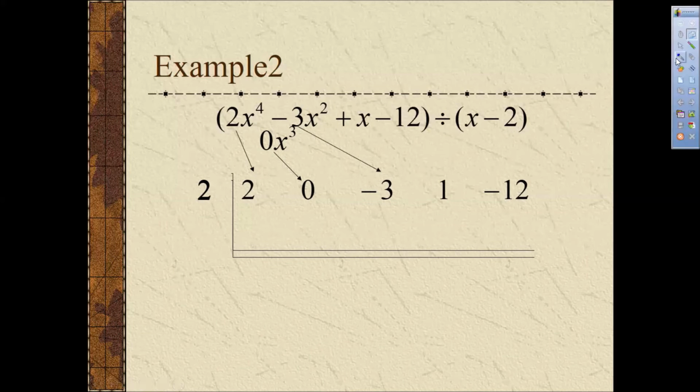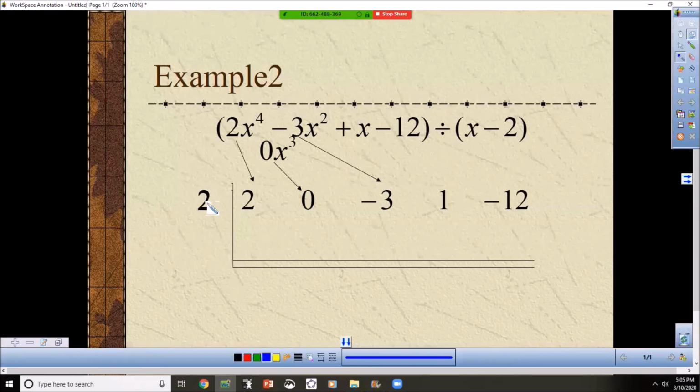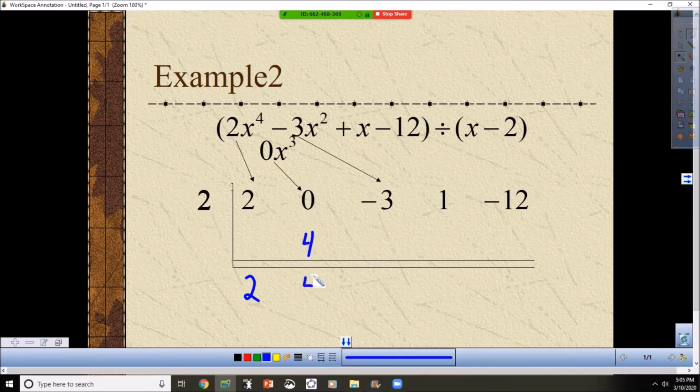So now let's start our process. We're going to add and multiply. Add 2 plus nothing, that's 2. Multiply 2 times 2, that's 4. Add 0 plus 4, that's 4. Multiply 2 times 4, that's 8. Add -3 and 8, that's 5. 2 times 5, that's 10. 1 plus 10, that's 11. 2 times 11, that's 22. So finally, this last addition gives us a remainder of 10.